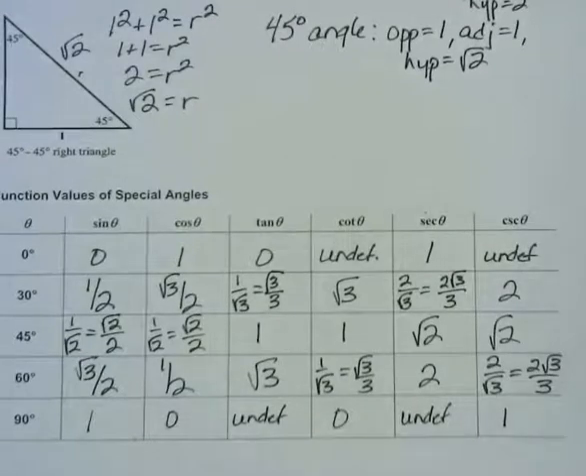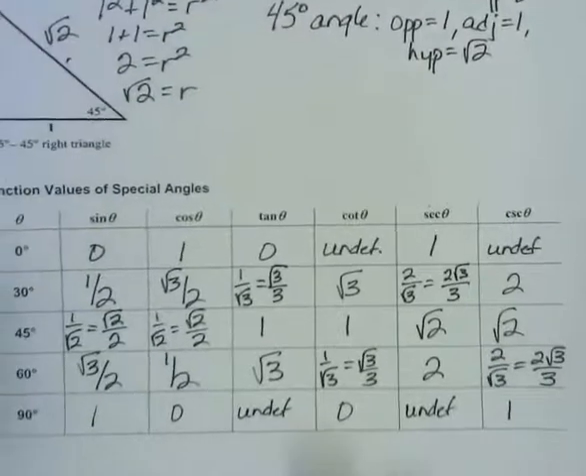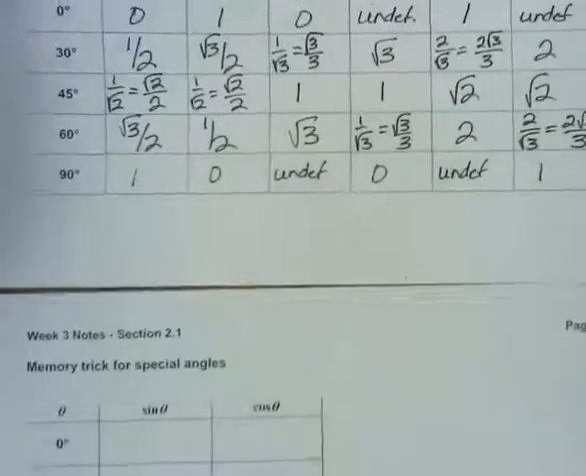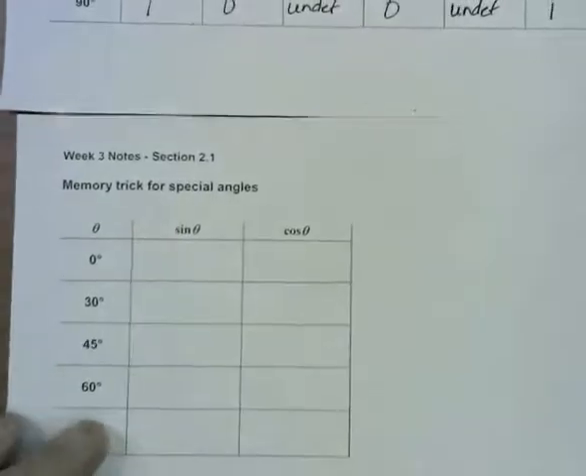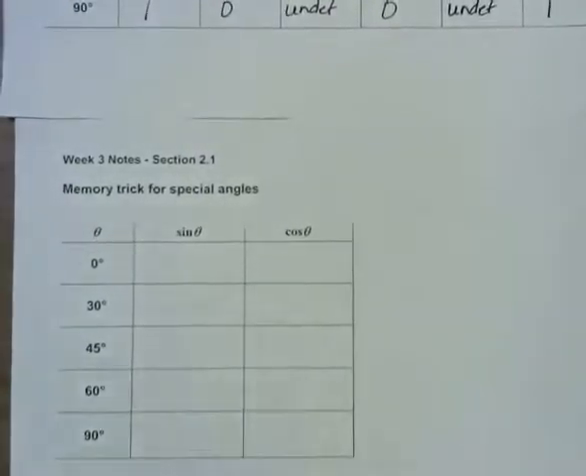Now, if you want to try and memorize this whole table, good luck. I really like to give you as many memory tricks as I can, so I have a memory trick for this one. And this just involves sine and cosine. If you can figure out sine and cosine for these 5 angles, you can always get the other 4 just by using either the quotient identities or the reciprocal identities. So really all we need to know is sine and cosine.